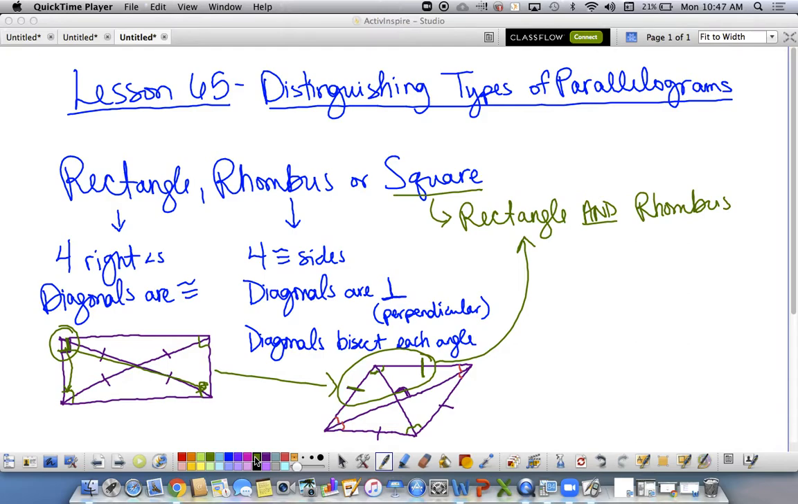Next property. If the diagonals of a parallelogram are congruent, then it is a rectangle. If the diagonals of a parallelogram are perpendicular, then it is a rhombus. Last one, there's one on the next page. If a diagonal in a parallelogram bisects opposite angles, then it is a rhombus. So in this lesson, we're really just going to be saying what type of shape it is. There are some different pieces that I want to look at.